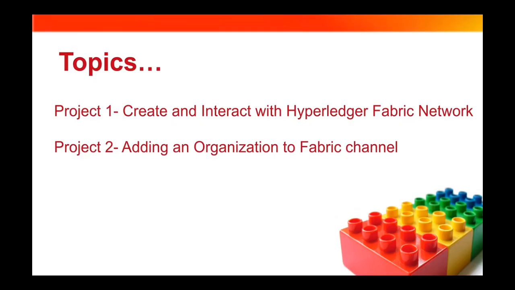We also have the projects or the lab sections where we will have hands-on experience creating and interacting with the Hyperledger Fabric network, and we are going to create the Hyperledger Fabric network from the ground up. So that is for lab 1, which is project 1, and in project 2, for the existing Fabric network, we are going to add one more organization to the Fabric channel. So you already have a Fabric network and a channel created in project 1. In order to add one more organization, what are the steps that you need to take? That is what we will be covering in project 2 or lab 2.